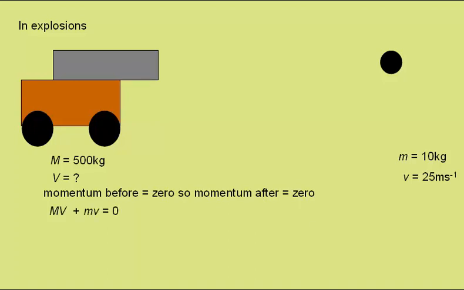We can write this as the momentum of the cannon plus the momentum of the cannonball equals 0. Rearranging, we get the velocity of the cannon is equal to minus the momentum of the cannonball divided by the mass of the cannon. Putting the numbers in, we get minus 10 kilograms for the mass of the cannonball times 25 meters per second, the velocity of the cannonball, divided by 500, the mass of the cannon. This gives the velocity of the cannon of minus 0.5 meters per second. The minus sign shows us that the cannon goes in the opposite direction to the cannonball.